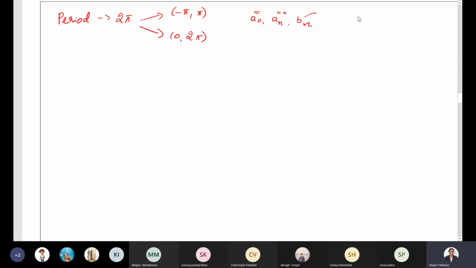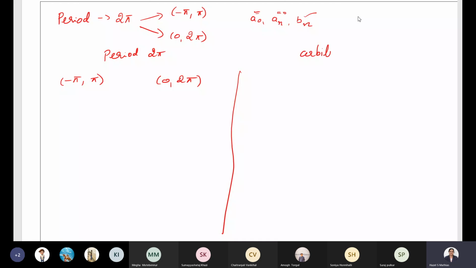So there is a way to do it. How you can do it, I'll tell you all. So you have the intervals minus pi comma pi and 0 comma 2 pi. This is for period 2 pi. Now for arbitrary period, you have to do this in your notebook also. This is for arbitrary period. Arbitrary period means L varies.